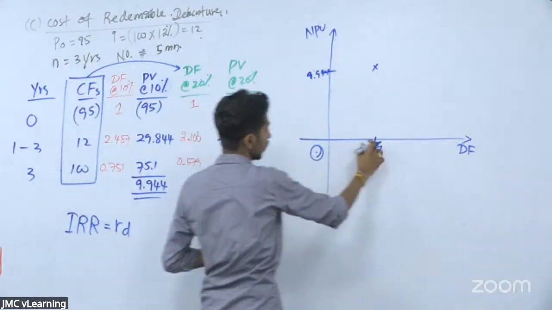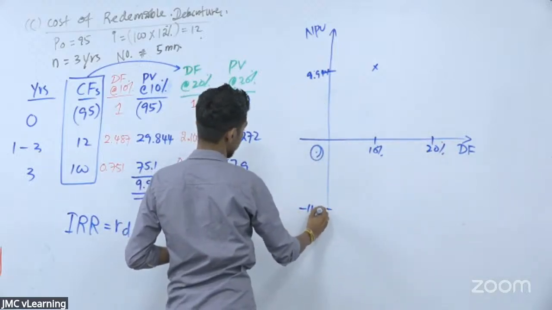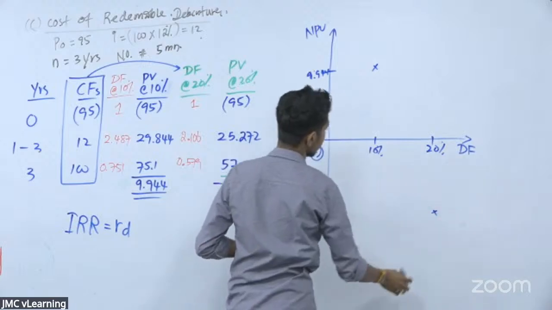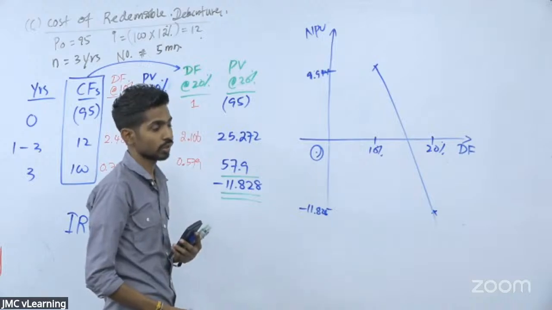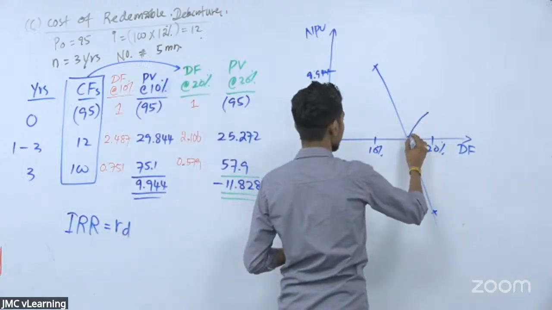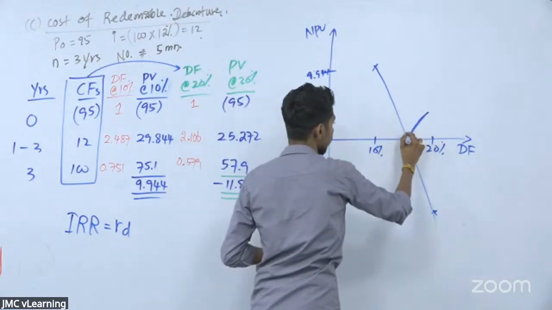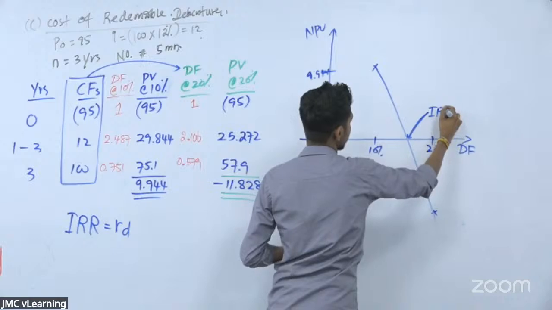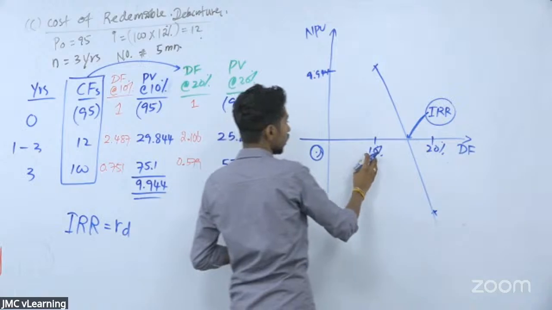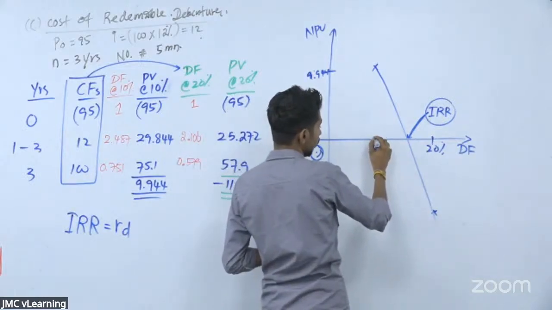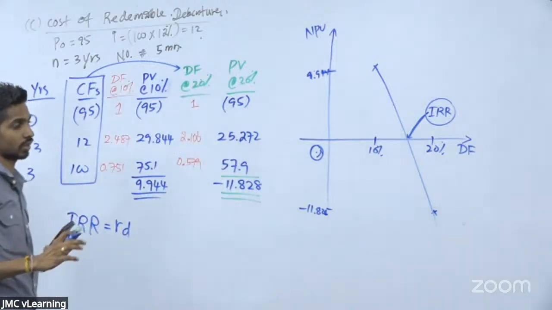At the rate of 20, NPV is minus 11.828. Then here that is the axis. Then you have to match those two corner points, then you will be able to come to the NPV line. This is the 0, that is the rate we can say is the IRR, where NPV becomes 0. Then IRR will be more than 10%, less than 20%, between those rates.